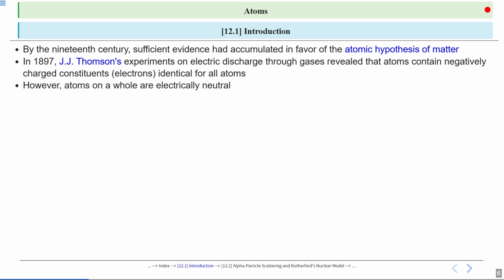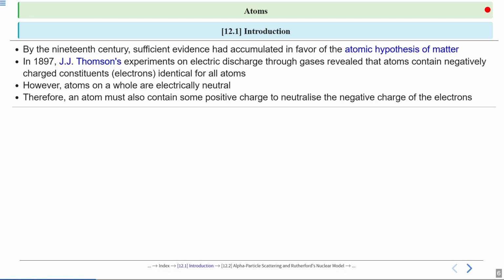Notice how even though atoms have these negatively charged electrons, atoms themselves are electrically neutral overall. This means the total negative charge from the electrons must be balanced by something positive inside the atom. This observation led scientists to question what else must be present in the atom to keep it neutral. Therefore there must be some positive charge within the atom to cancel out the negative charge of the electrons. This idea set the stage for future models of the atom, where scientists try to figure out how these positive and negative charges are arranged.